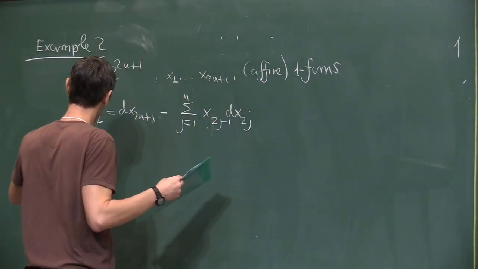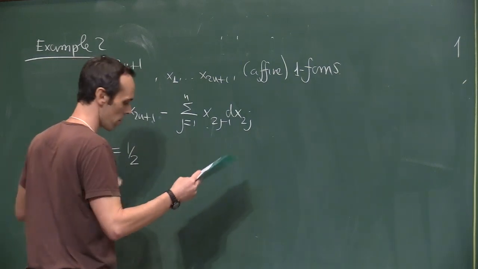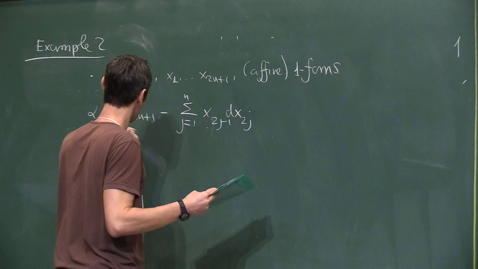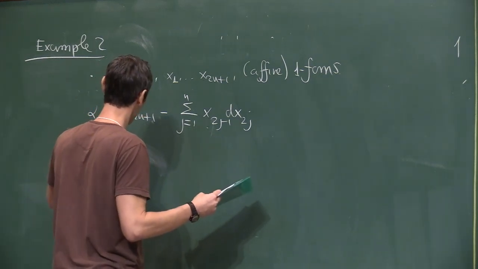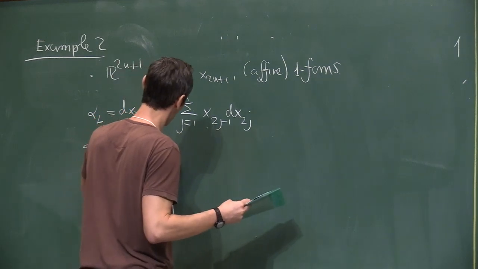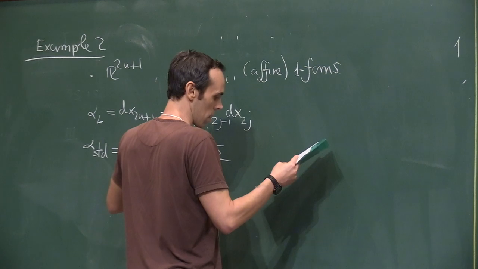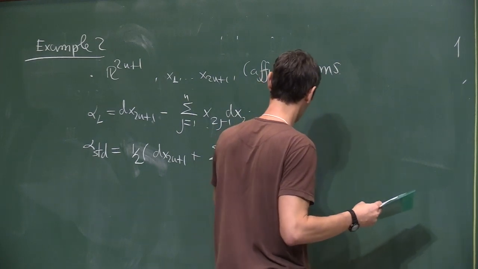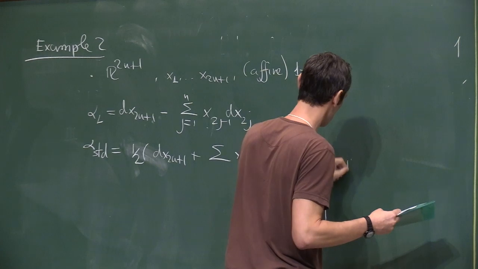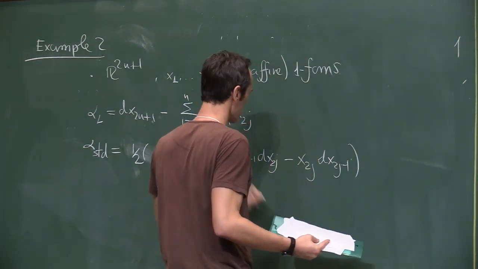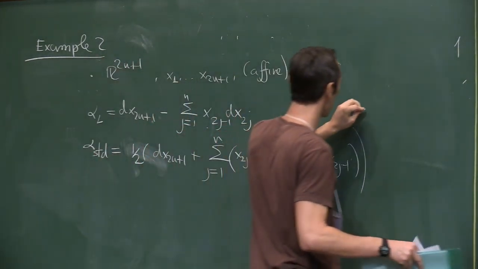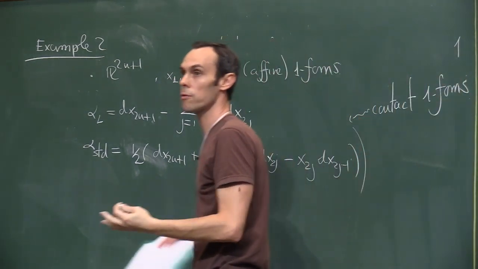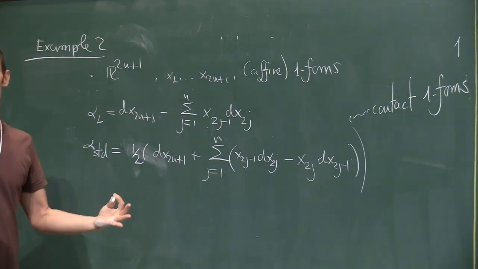Minus one. And then the alpha standard, which is slightly different. I think it's one half of the, exercise. These are contact one forms, and either of them will serve as a local model in arbitrary dimensions.